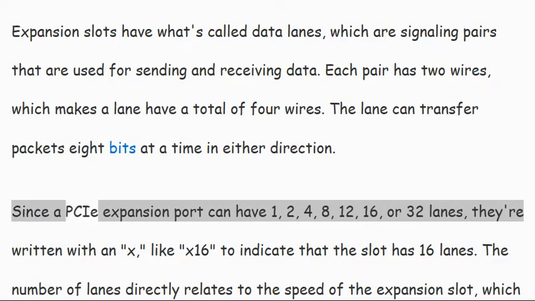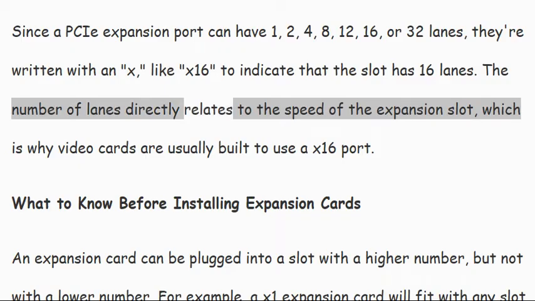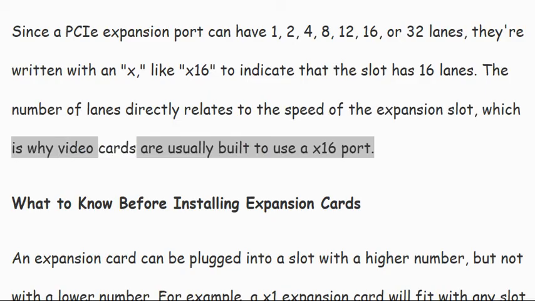Since a PCI expansion port can have 1, 2, 4, 8, 12, 16, or 32 lanes, they are written with an X, like X16, to indicate that the slot has 16 lanes. The number of lanes directly relates to the speed of the expansion slot, which is why video cards are usually built to use a X16 port.